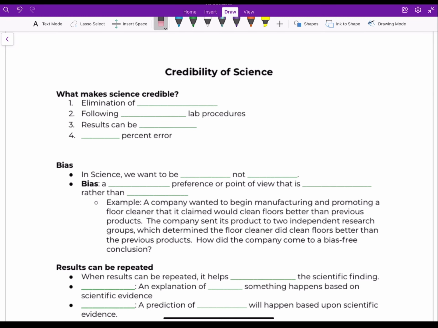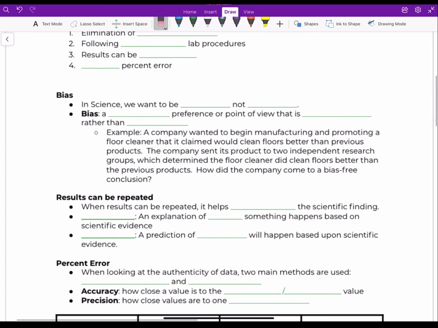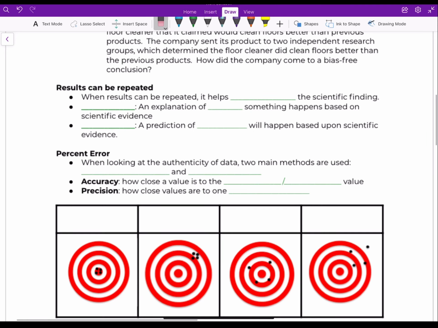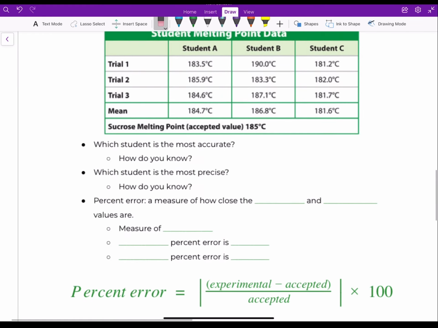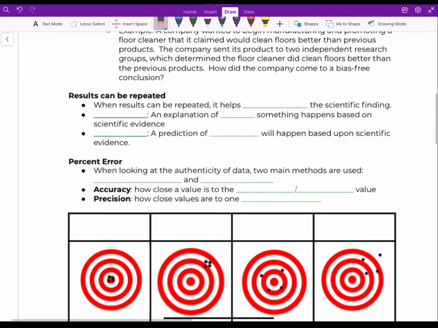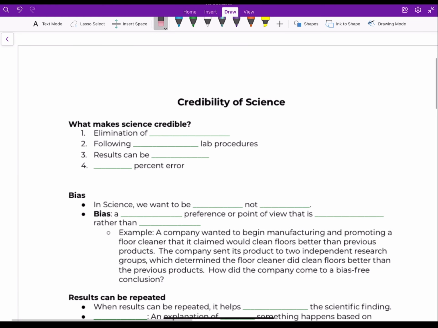In this video, we're going to talk about the credibility of science. So what makes science credible? And then we're going to talk about bias, results, how they can be repeated and what that looks like. And then we're going to talk about percent error in regards to accuracy and precision. And then we will do some practice with that. So let's jump in to what makes science credible.